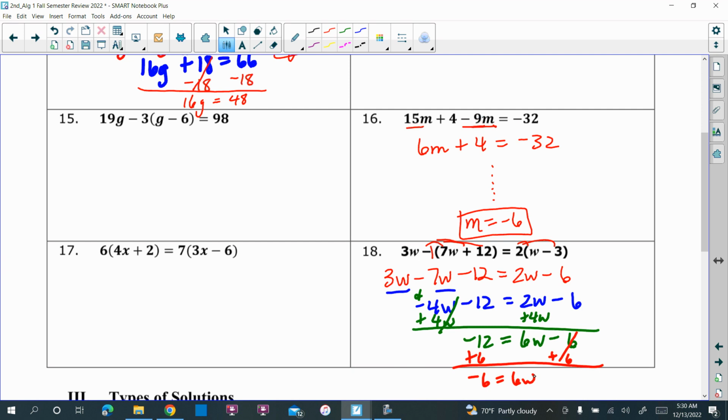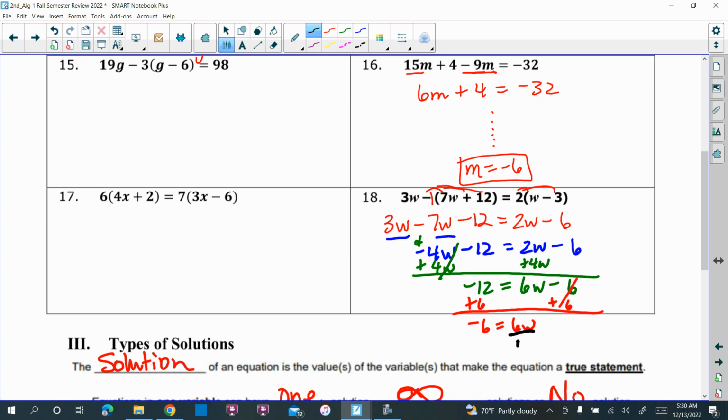So don't call me after midnight. We're on the last word, midnight. M for midnight means that we're going to multiply or divide by the number in front of our variable, the coefficient. So here we should divide by 6. And I'm running out of room here. And that gives me w equals negative 1.